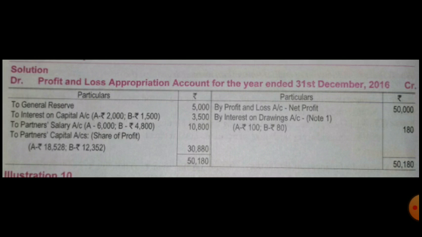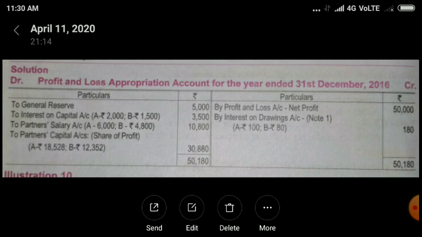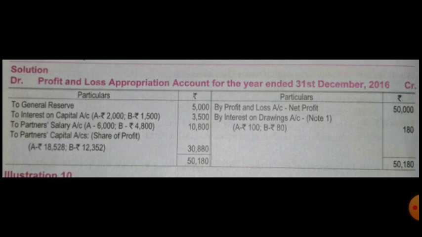Now again one item will come to the credit side, which is interest on drawing. In last class I explained why interest on drawing will come to the credit side. So combining interest on drawing of A and B, it will come to 180, and so it is written in the final column. Now no more item is to be entered in the credit side. Let's come to the debit side.